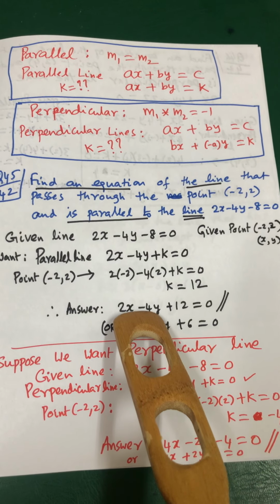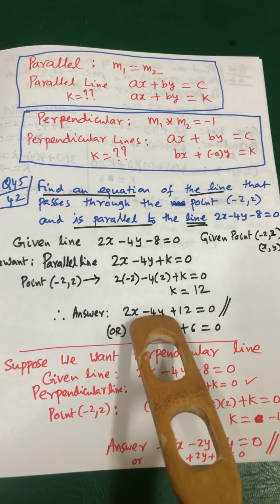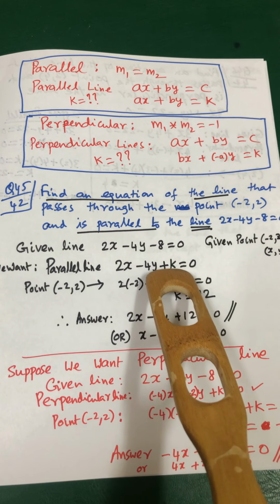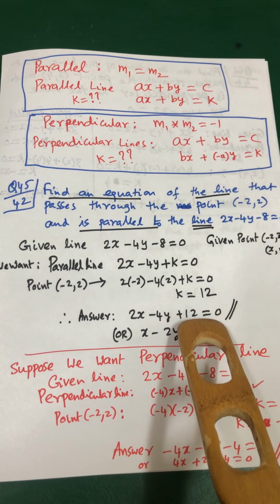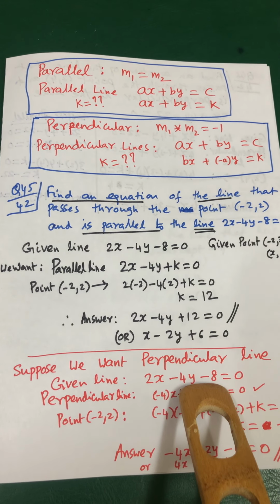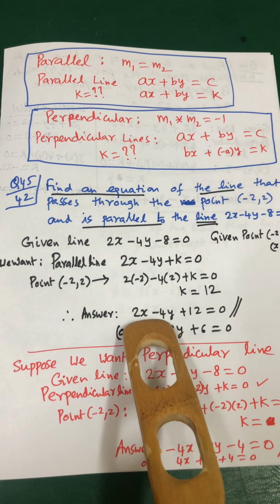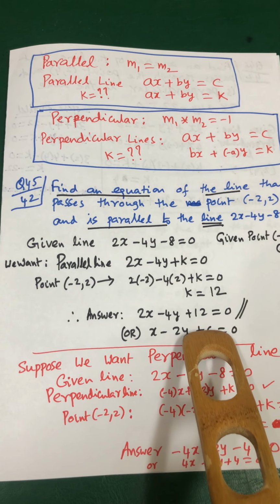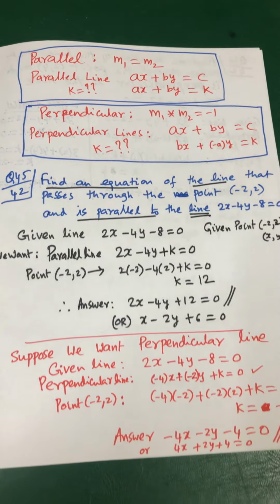Okay. Now 2x minus 4y plus k. This is your answer. 2x minus 4y plus k. K is equal to how much? 12. So you write this is the answer. Or if you divide by 2, you get x, 2y, and 6. This or this is the answer.